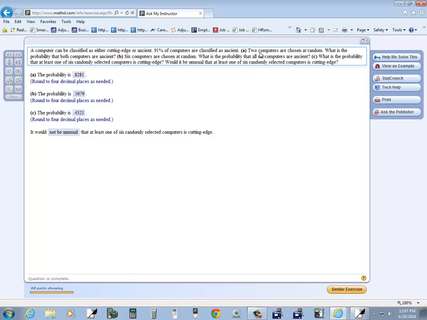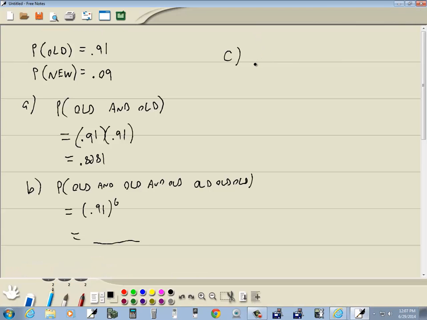Now part C. What is the probability that at least one of the 6 randomly selected computers is cutting edge? So we'll say new. So at least one of the 6 is new. So at least one is new. Now whenever you see that "at least one," you're going to follow these steps right here. We're going to rewrite this as 1 minus the probability that none are new.